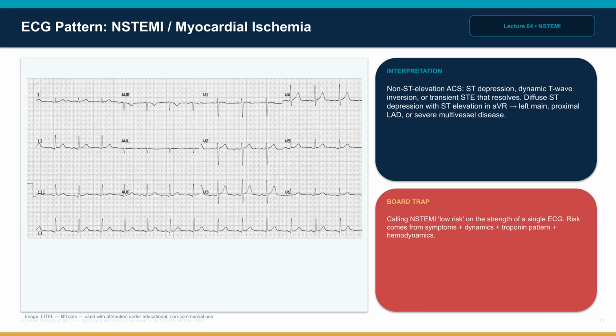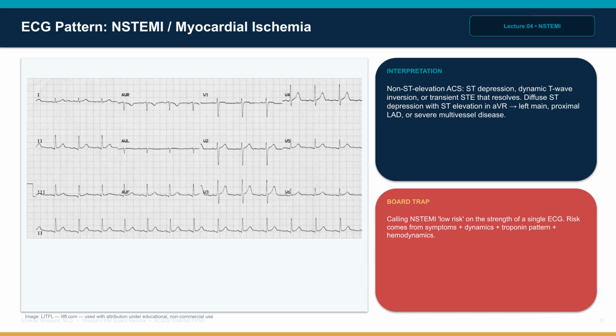This schematic shows a non-ST elevation ACS ischemia pattern. You may see ST depression, dynamic T-wave inversion, or transient ST elevation that resolves. Diffuse ST depression with ST elevation in aVR should raise concern for left main, proximal LAD, or severe multivessel ischemia. The ECG can also be normal early, which is why serial ECGs are part of the evaluation.